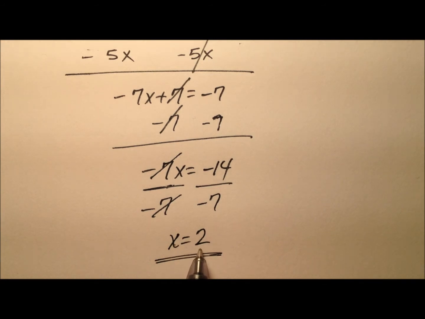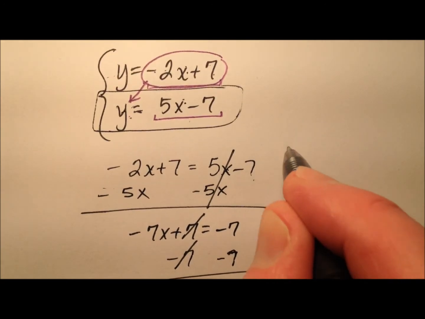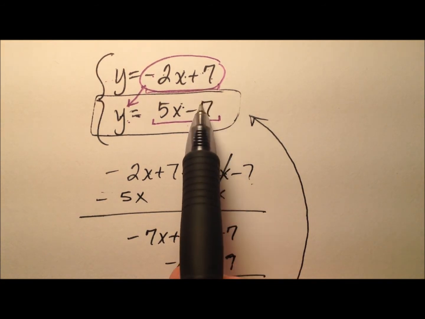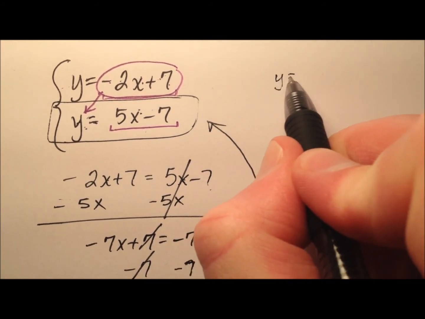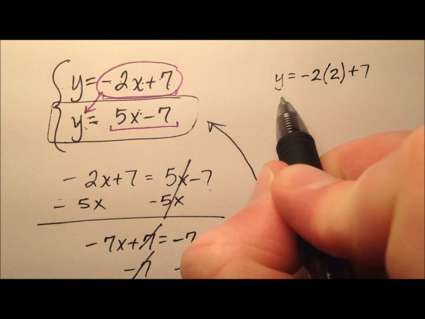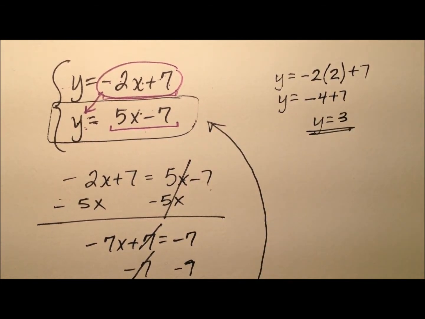So we know the x value in that ordered pair will be 2. How do we go about finding the y value? I'm going to take this x value and plug it back in up here into one of these equations. As long as your x equals 2 is correct, it doesn't matter which equation you plug it back into, you'll get the same y value. So let's plug it into both, and I'll show you that they both give you the same y value. If y equals negative 2x plus 7, and my x value was 2, then y equals negative 4 plus 7, and y equals 3.